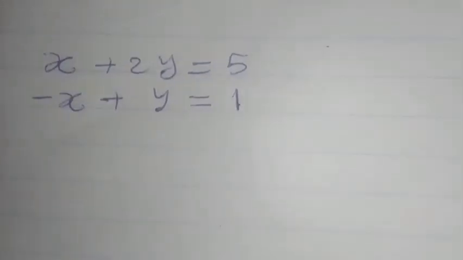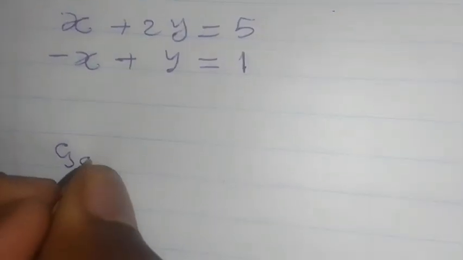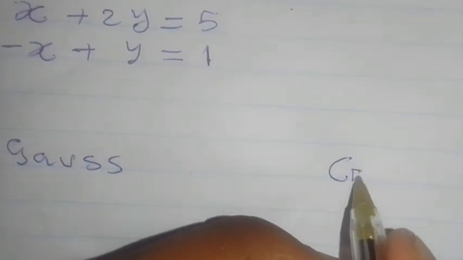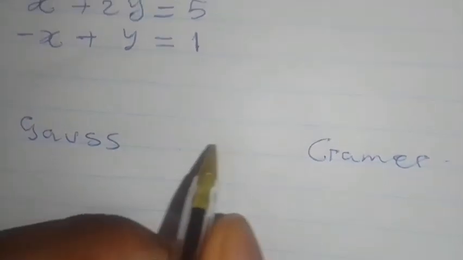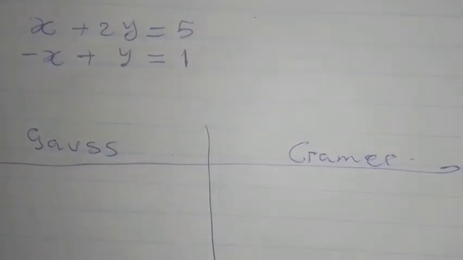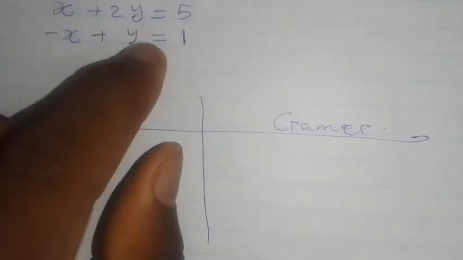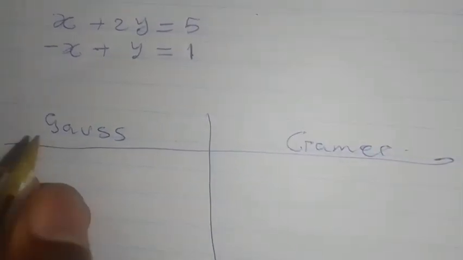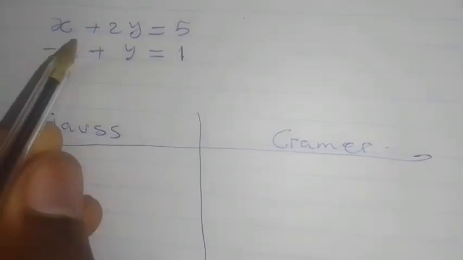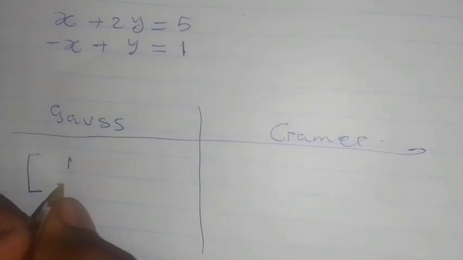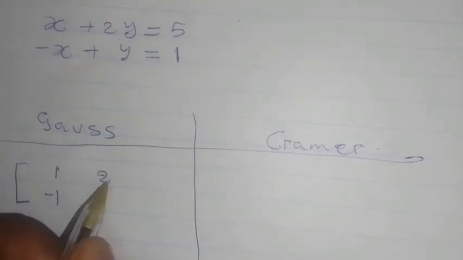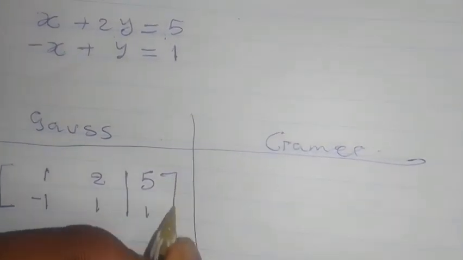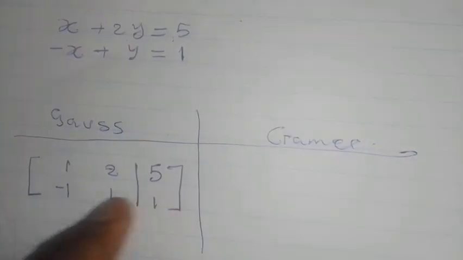So now, if you want to solve these equations, you can either use the Gauss method of elimination, the Gauss-Jordan method, or you can decide to use Cramer's rule. If they specify, then you have to use the method that they prefer. If you're going to use Gauss method of elimination, you have to write this equation in augmented matrix form. You just write the coefficients: 1, minus 1, and then 2 and 1, and since you have an equal sign, you denote that and write the constants there, 5, 1. So now this is your equation in augmented matrix form.